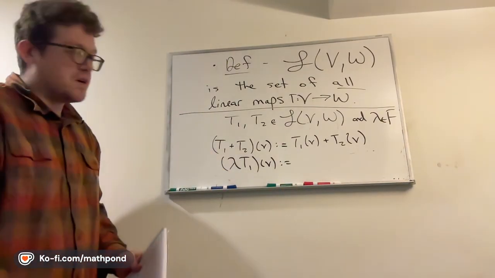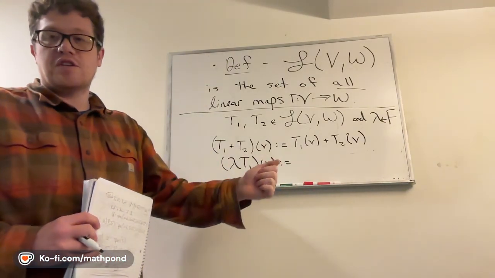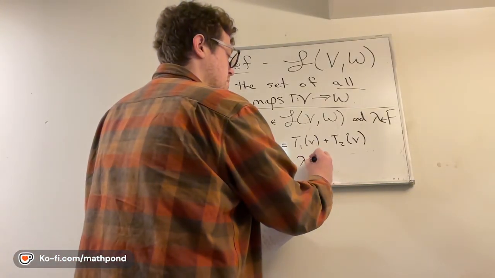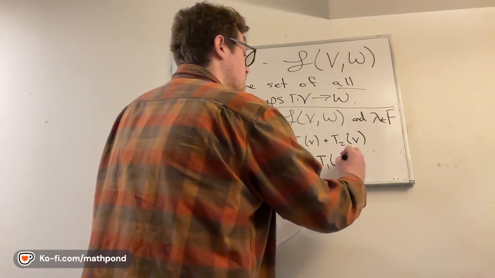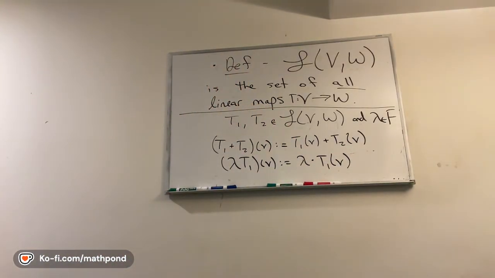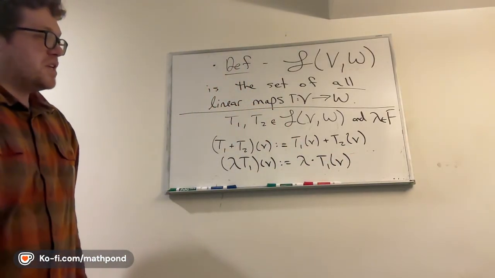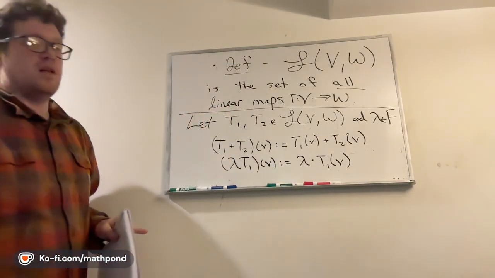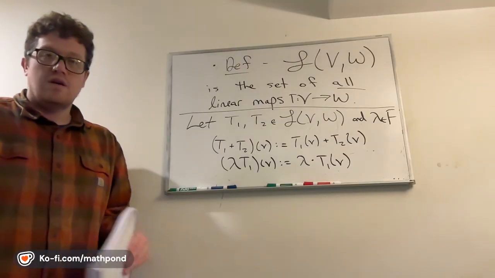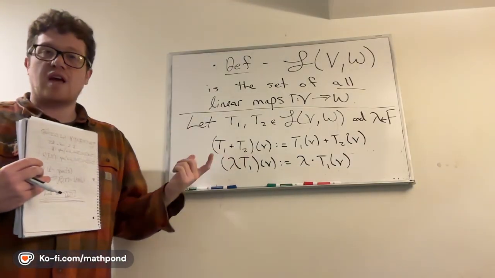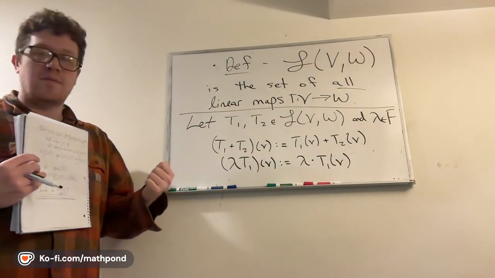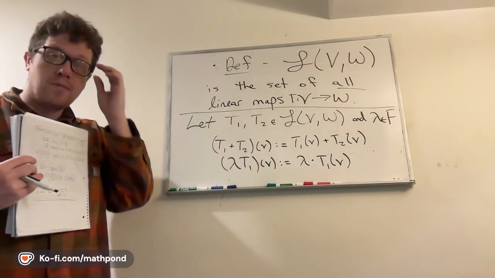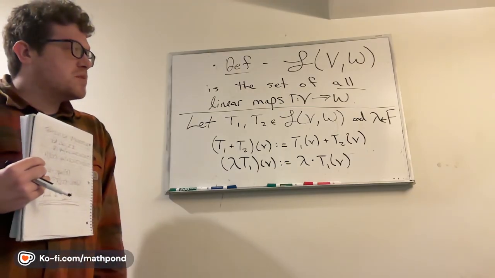Some multiple of a function. Well, we just apply the function and then we take the multiple of it. So it's just lambda times T of V, where T1 and T2 are just arbitrary linear maps. Okay, so we take two linear maps, we can add them together. We can scalar multiply a linear map by a scalar in F, and we get a new linear map. So that's basically all we need for a vector space.